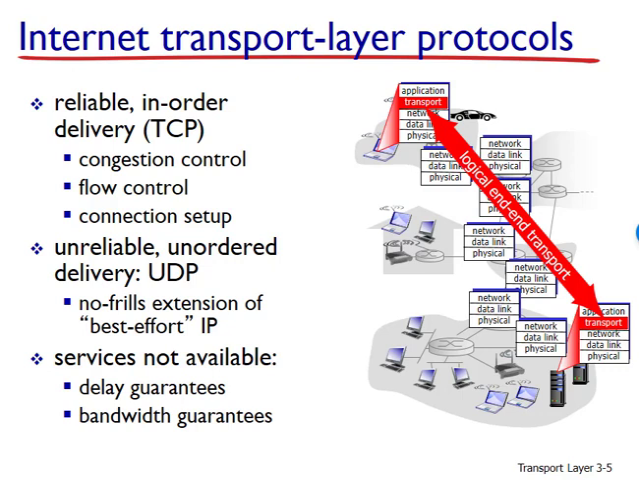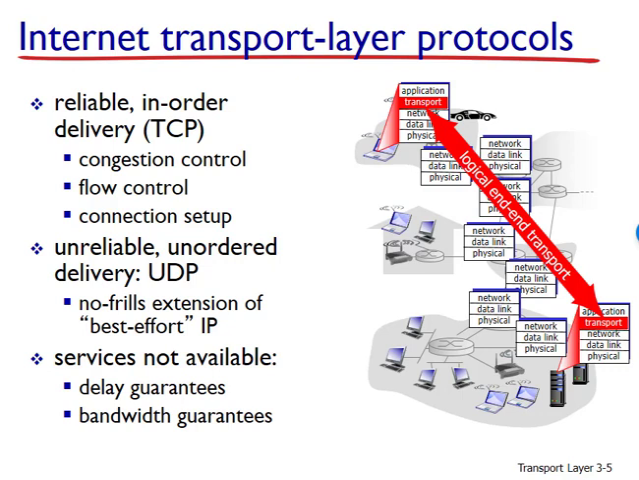UDP and TCP also provide integrity checking by including error detection fields in their segment headers. These two transport layer services, process-to-process data delivery and error checking, are the only two services that UDP provides. Like IP, UDP is an unreliable service and does not guarantee that the data sent by one process will arrive intact or even arrive at all to the destination process.